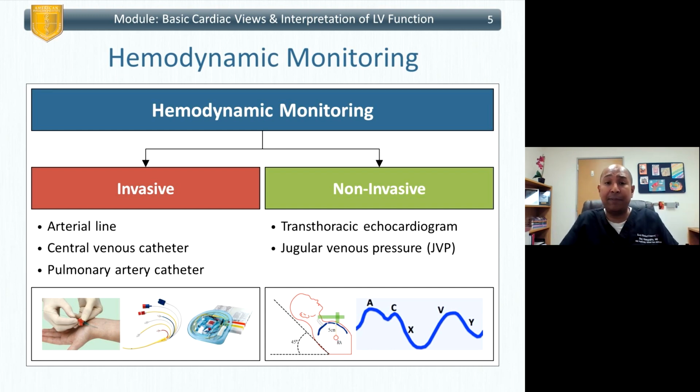Why are you in shock? What type of shock is it going to be? And this is one of those things you could do at the bedside, with the other pieces of information, to figure out why the patient's in shock.